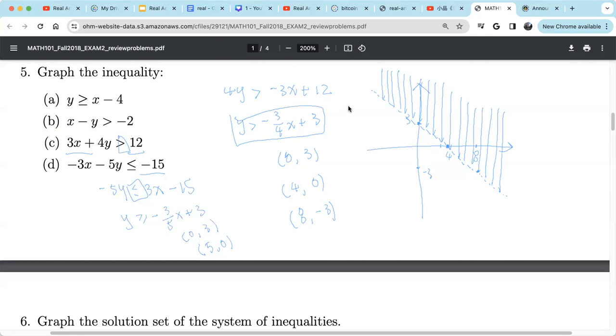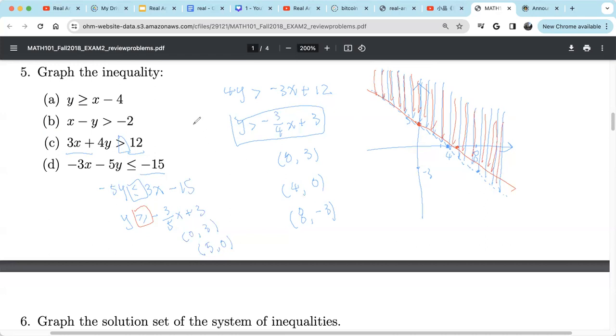So I have 0, 3, I have this point. Just look at the red color, okay, for this one, for D. I have 0, 3, I have 5, 0. 5 might be somewhere here. And the equal sign is in there, it's part of it. So I'm going to draw a solid line. Right, that's my line. Then look at the inequality. The inequality is greater than. So if it's greater than, I shade above. So the red color is for D, okay? Because I ran out of space.